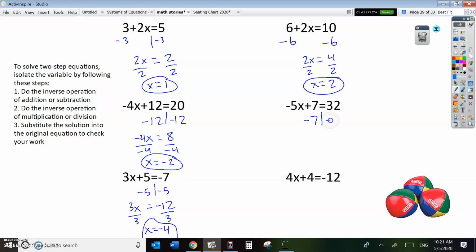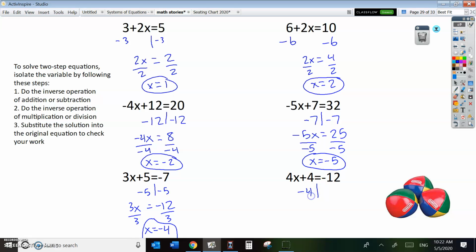Subtract 7 on both sides. Negative 5x equals 25. Divide by negative 5 on both sides. X equals negative 5. Substitute that into the original equation and check. Negative 5 times negative 5 is positive 25. 25 plus 7 is 32.